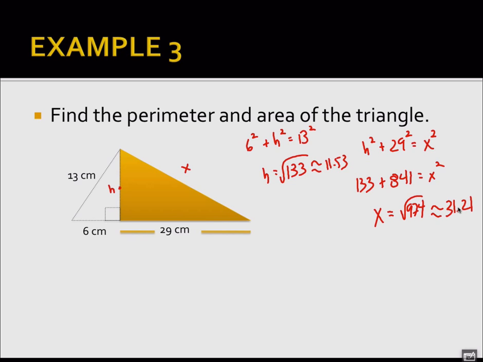Okay, last step, we need the area, Grace. What do you got? Hold on, let's start with the formula. 1/2 base times height. So the base is? Square root of 974. No. 29. 29. What's the height? 11.53 or square root of 133. Beautiful. Which is approximately, multiply all that out. 167.22. Thank you, centimeters squared.